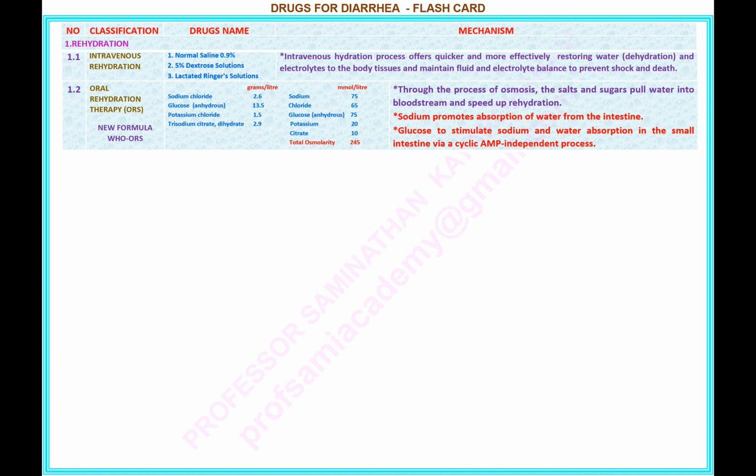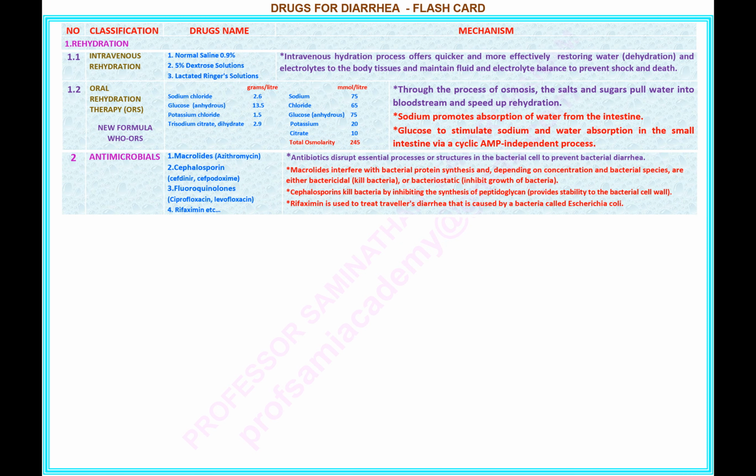Total osmolarity, 245. Mechanism of ORS. Through the process of osmosis, the salts and sugars pull water into the bloodstream and speed up rehydration. Sodium promotes the absorption of water from the intestine. Glucose stimulates sodium and water absorption in the small intestine via a cyclic AMP-independent process.